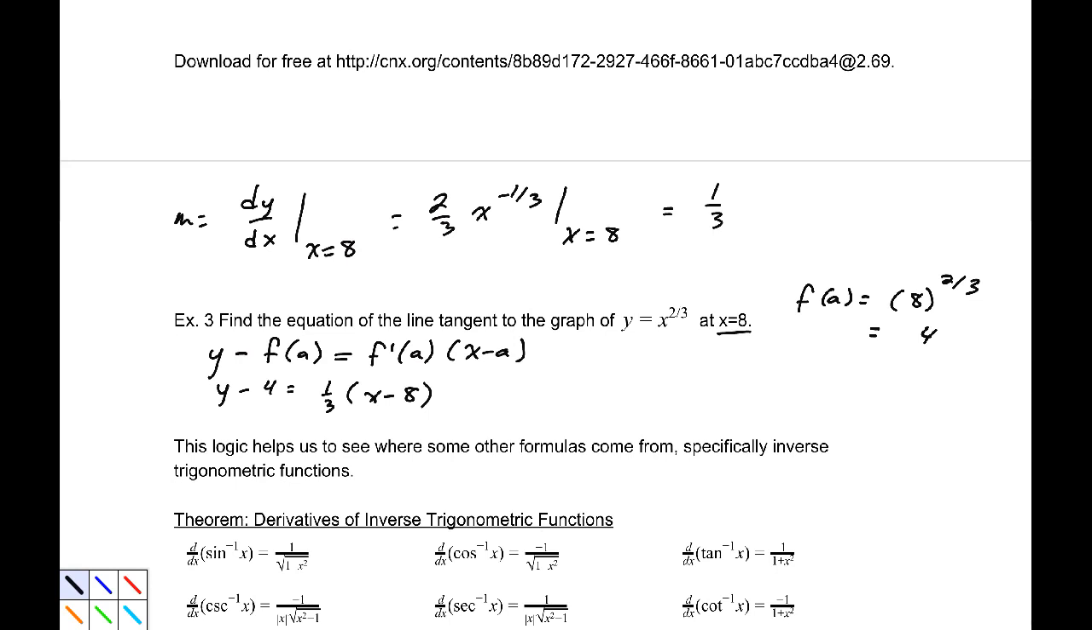So distributing that 1/3, y minus 4 equals 1/3 x minus 8/3, and then adding 4 to both sides, y equals 1/3 x plus 4/3.